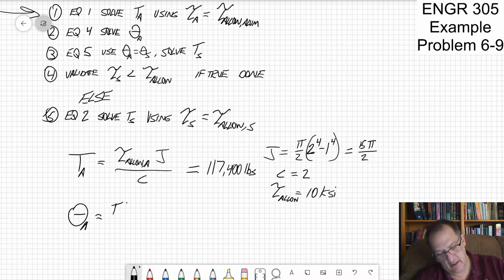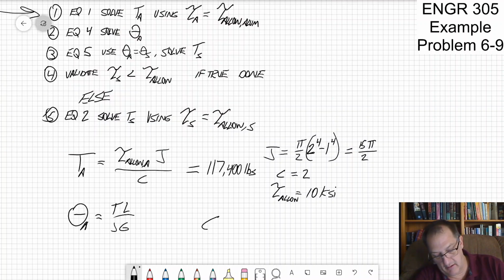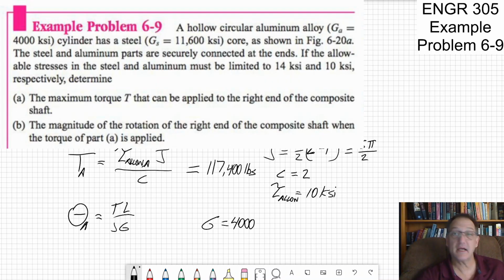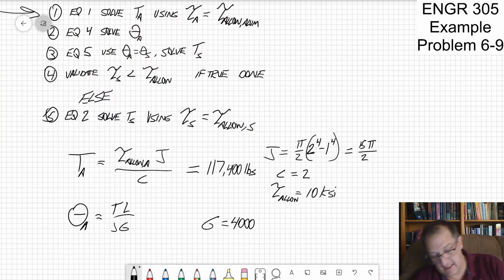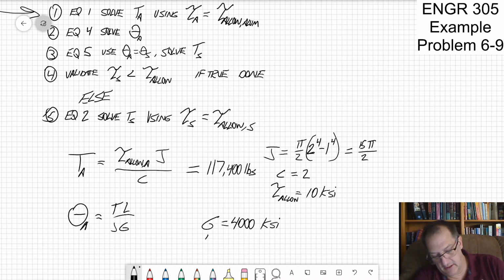Now then, step 2 is I'm going to solve for theta A, which is equal to T L over J G. I already calculated J. I know what G is, I've got to go write down G. G comes from my problem statement. G is 4,000 KSI. And so I know T, L, J, G. Actually, I don't know L. It's 60 inches long. You see that on the picture? Yep. Okay, L is equal to 60. Be right back.